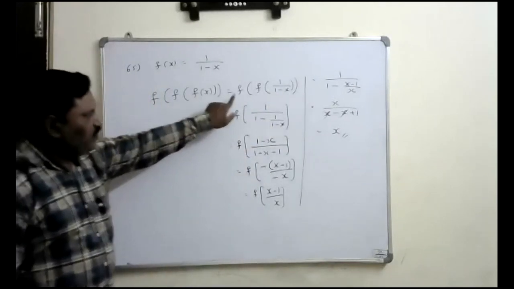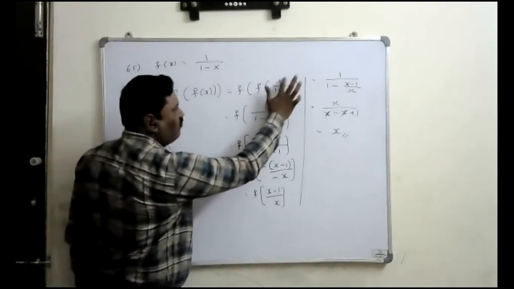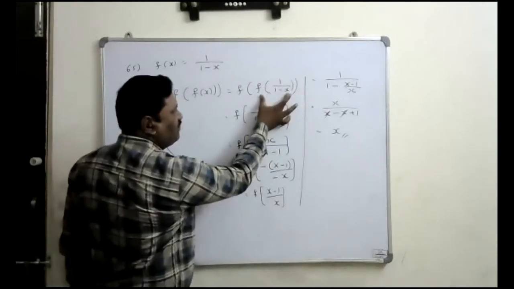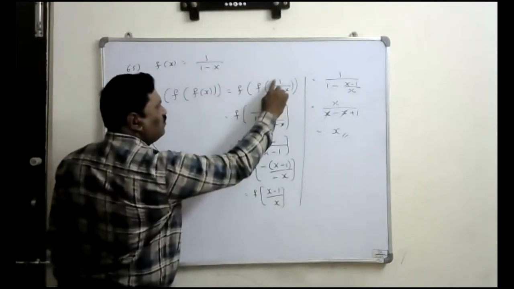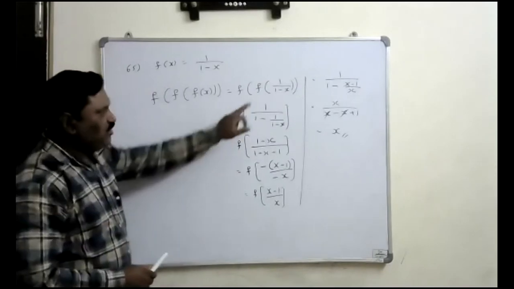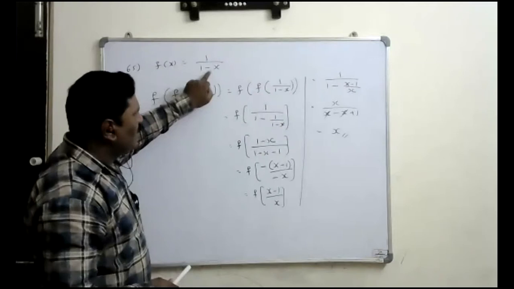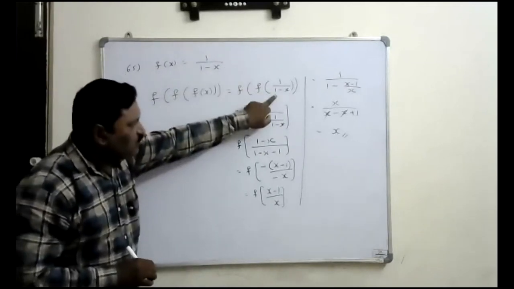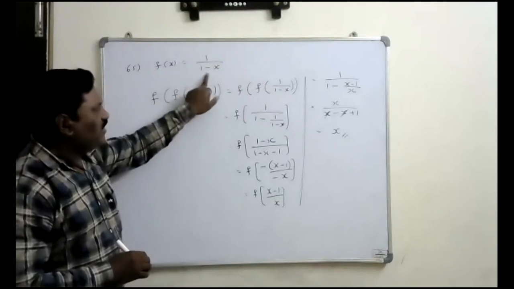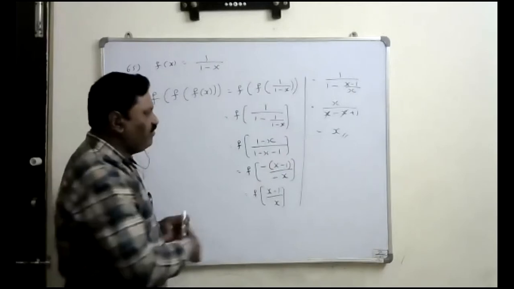Now we have to calculate this. To calculate that, inside there is f of 1 by 1 minus x. In this function, in the place of x, we have to keep this entire value. So f of 1 by 1 minus x means 1 by 1 minus, in the place of this x, keep this value, 1 by 1 minus x. Now we will simplify this.